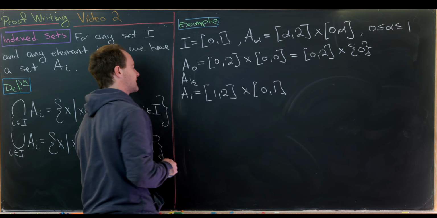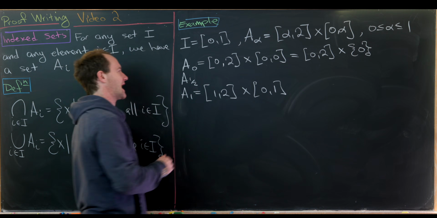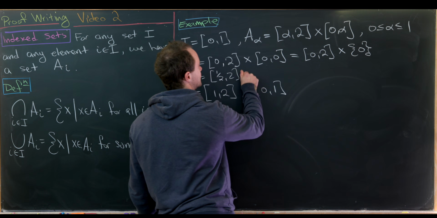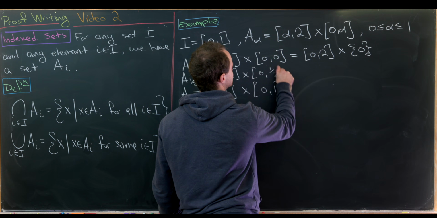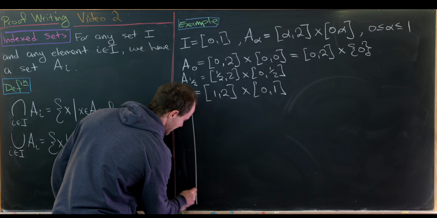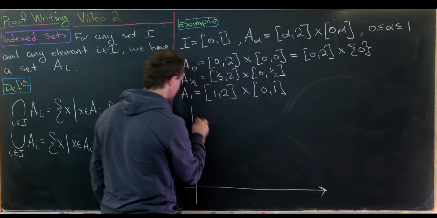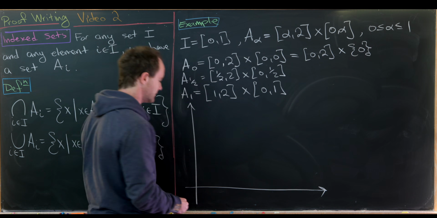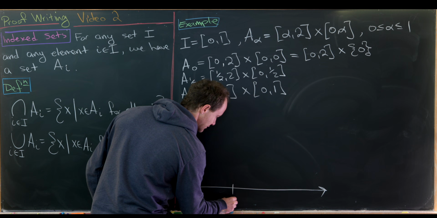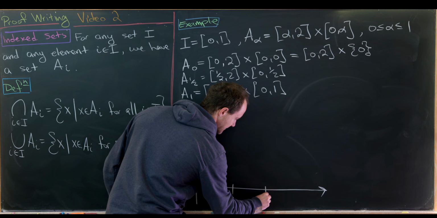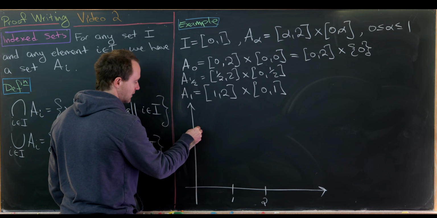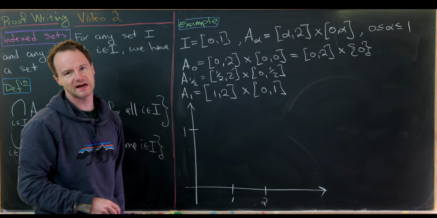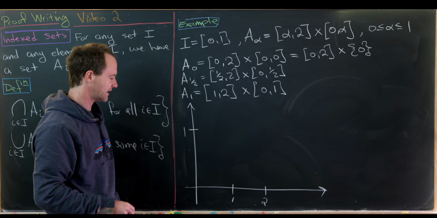We may look at some more things in the middle, but let's look at A1/2. So that's going to be the closed interval [1/2, 2] cross the closed interval [0, 1/2]. Okay, so now that we've got those written down, let's look at a bit of a picture. Along the x-axis, we need everything between 0 and 2, so let's put 1 here and 2 here. Then along the y-axis, we'll just need things between 0 and 1. I won't keep my scale constrained here, but I think that's okay.